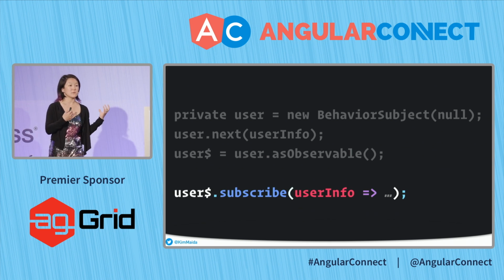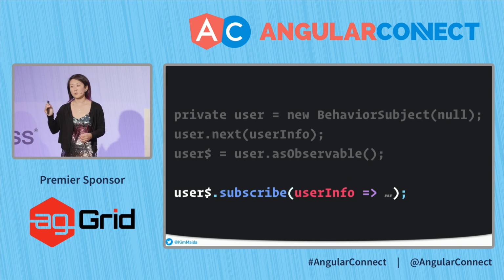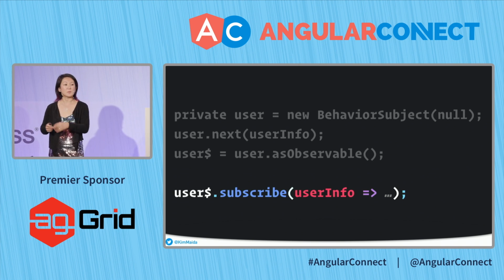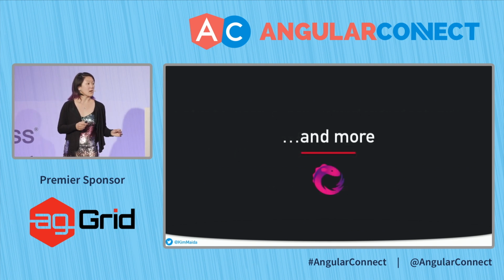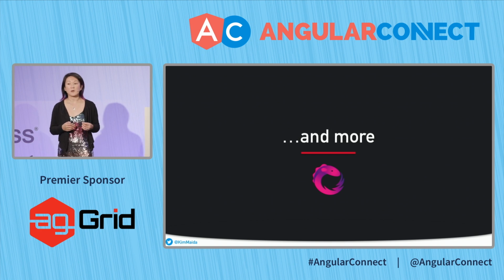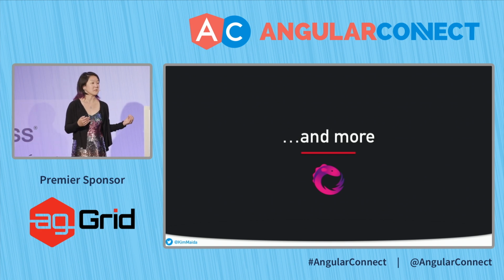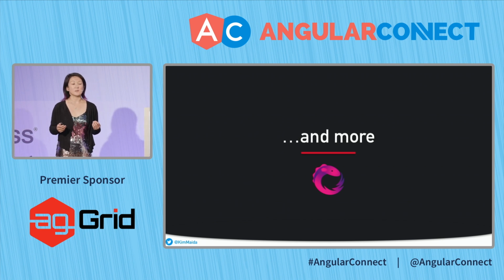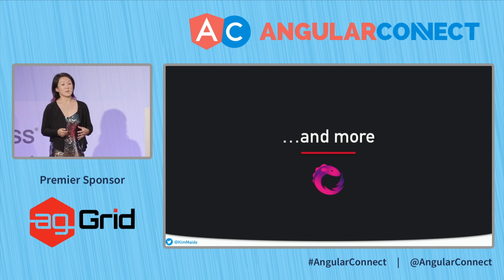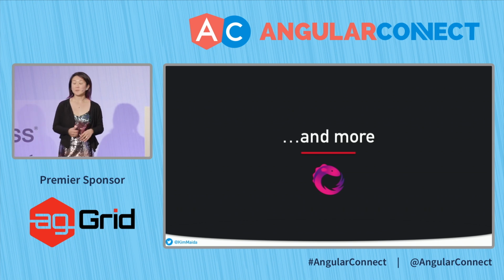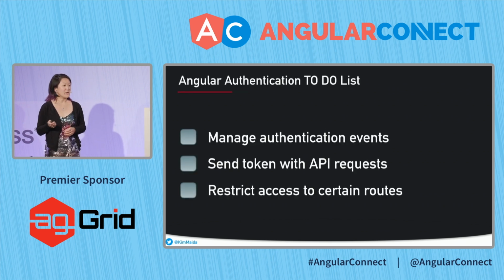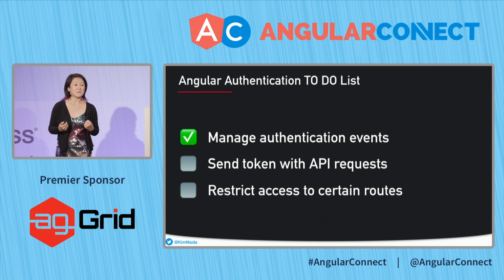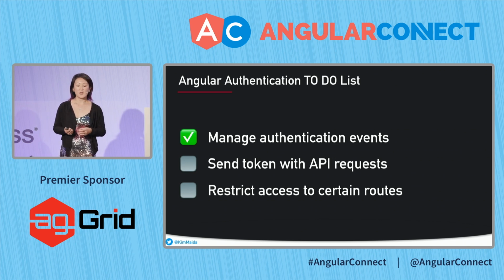We could sort of make changes in the UI, show the user's name in our template when they get logged in, things like that. So these are really just a couple of examples of how RxJS can help us to manage things that are sort of related to the ecosystem of authentication. And I'm sure you can find a lot more ways to do this on your own. If you do, I would love to hear about them, so please let me know. So if we go back to our to-do list, we have now learned that we can elegantly manage authentication events by taking advantage of RxJS.